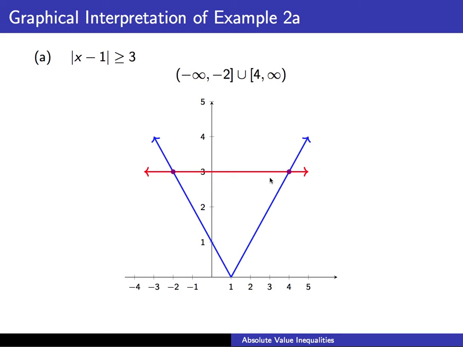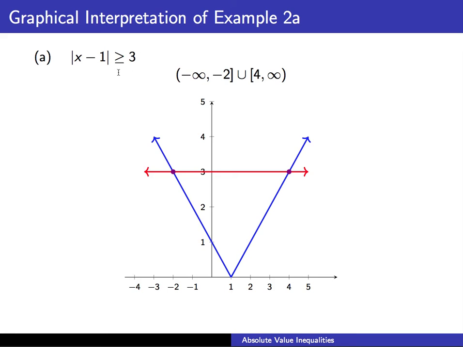And what is the graphical interpretation of this inequality? It's where the graph of the left-hand side is at or above the graph of the right-hand side. So the blue graph is at or above the red graph for values of x that are less than or equal to negative 2, and for values of x that are greater than or equal to 4. So in terms of graphing, we can find the intersection points. That'll give us these two numbers.